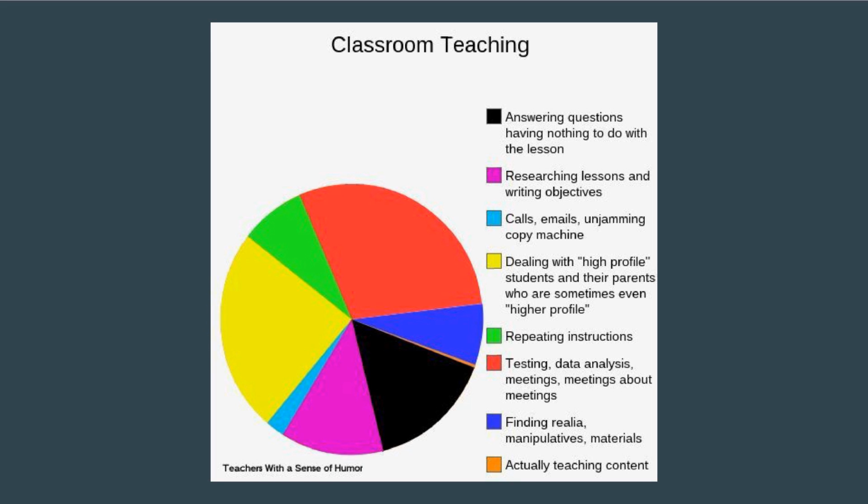So I'm going to start with some data. So here's a graph. I found this one online, classroom teaching, and you can see some of the different things that are there. Some of it I agree with. Some of it I do not agree with. For example, in a teacher's day, this portion might be dealing with parents. I don't know that it's all dealing with parents.